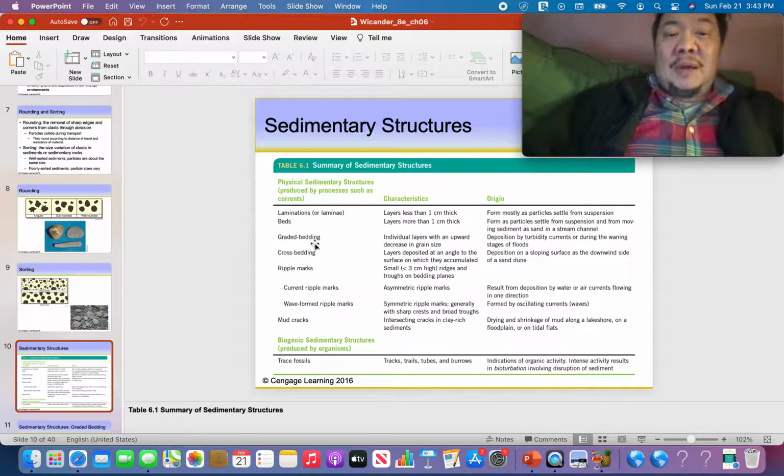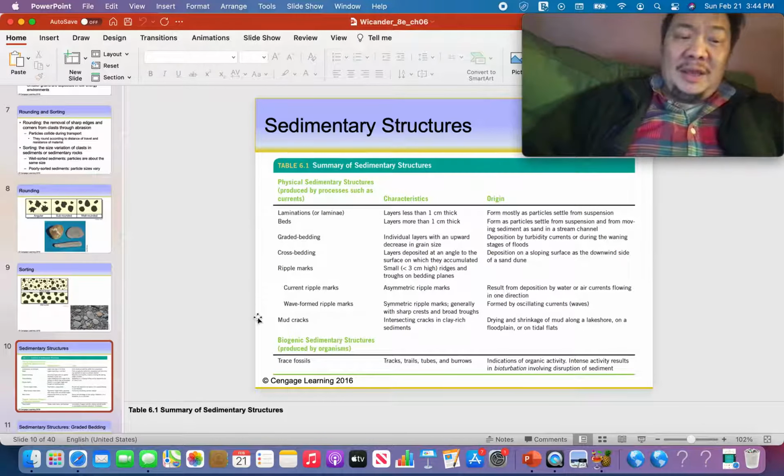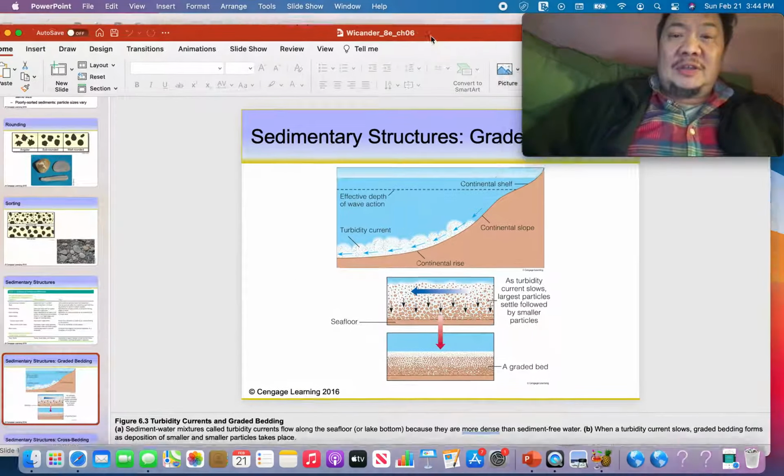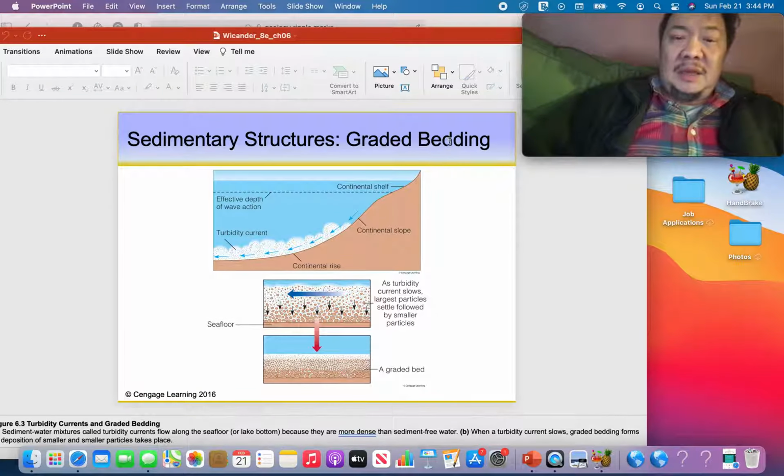But we haven't talked about graded bedding, cross bedding, ripple marks, mud cracks, and biogenic sedimentary structures, which are interesting clues. If you find these sedimentary structures inside of sedimentary rocks, they're a dead giveaway as to where that sedimentary rock formed. Let's take a look at some of these. The first one we're going to talk about is graded bedding.